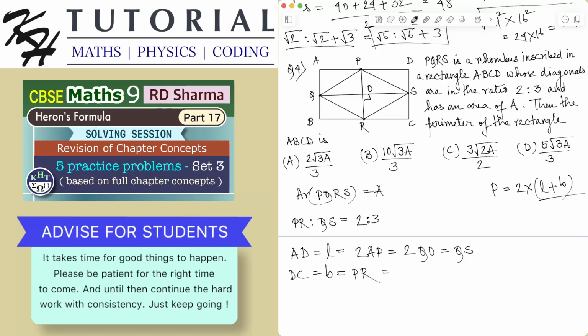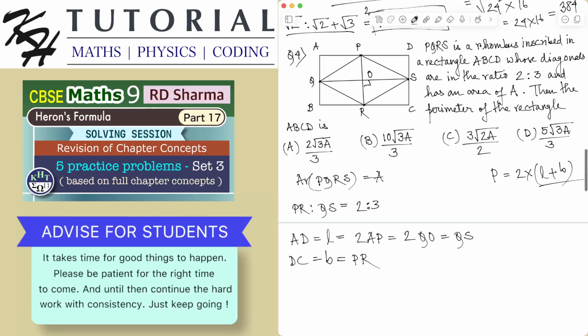Now, can we find the length of the diagonals of the rhombus? Okay, let's see. What will be the area of the rhombus PQRS? We know its area is half multiplied by the product of the length of the diagonals. So it will be half multiplied by PR multiplied by QS. Also the ratio of the diagonals of the rhombus is given to be 2:3.